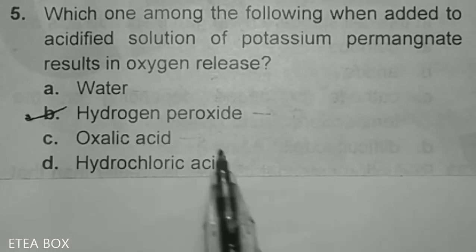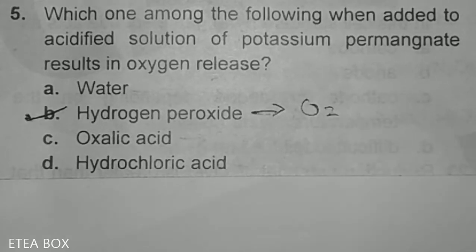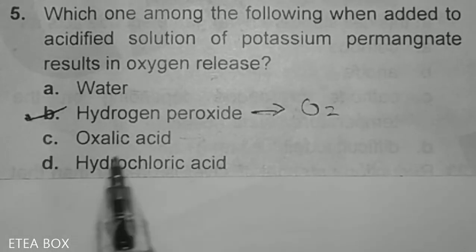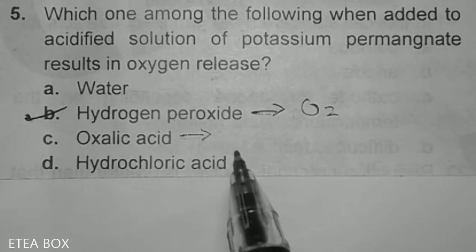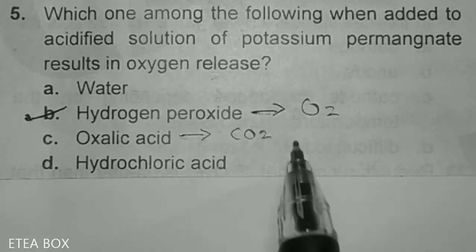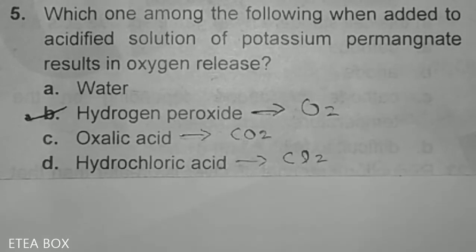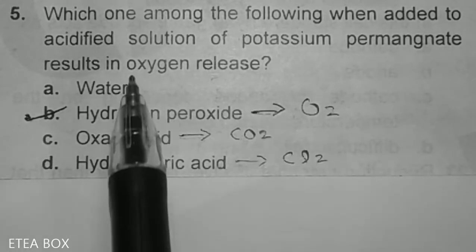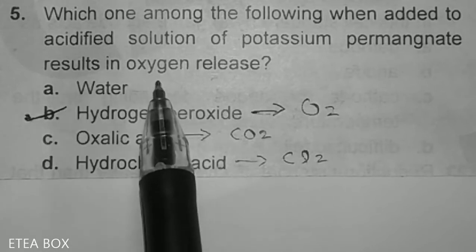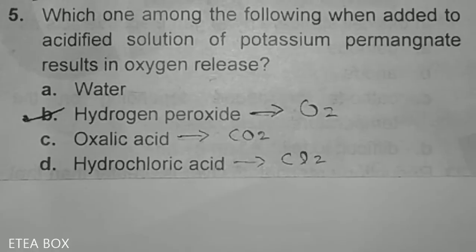When we add hydrogen peroxide, it produces oxygen, okay? It produces oxygen. When we add oxalic acid, carbon dioxide is produced in this case. When we add hydrochloric acid, then here chlorine gas is produced. Now here option B is correct because in the MCQ the required gas is oxygen, so hydrogen peroxide is the correct one.